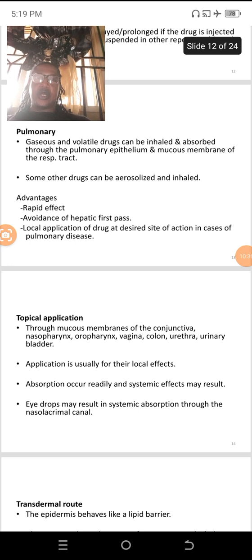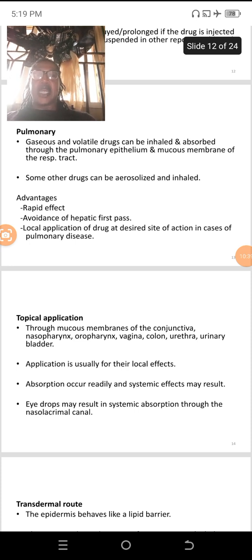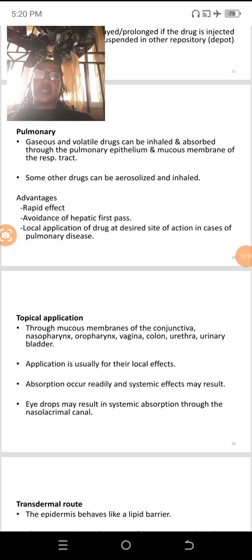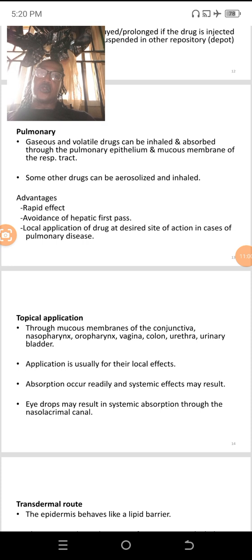Then topical application is another route, and when we talk about topical application, we are talking about application through mucous membranes of the conjunctiva, nasopharynx, oropharynx, vagina, colon, urethra, urinary bladder. So drugs can be administered through these routes to produce local effects. However, some of the drugs administered through these routes can also be absorbed and cause systemic effects. For example, eye drops may result in systemic absorption by passage through the nasolacrimal canal.